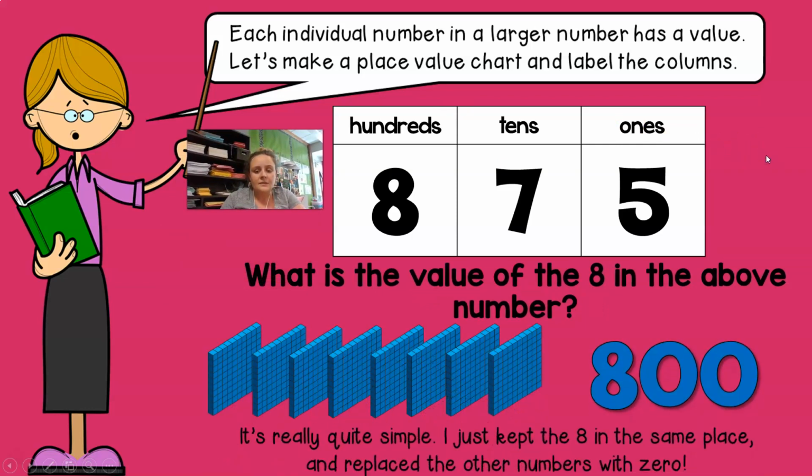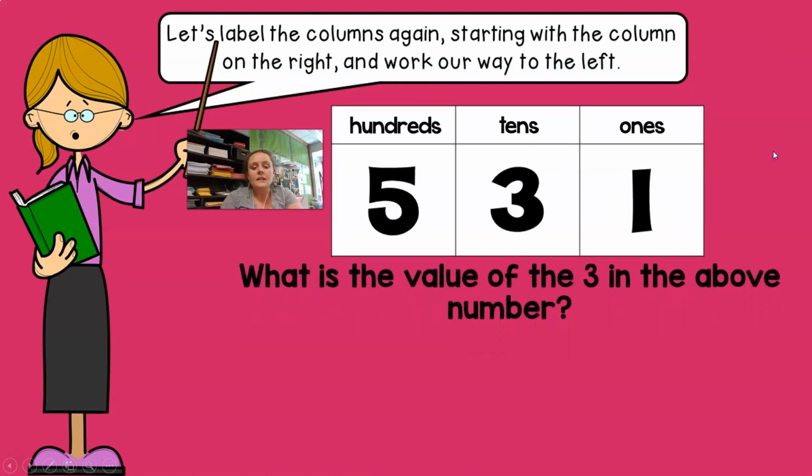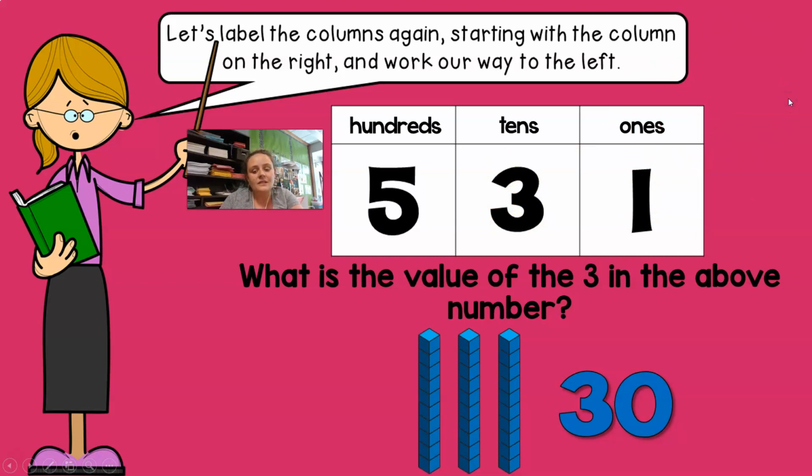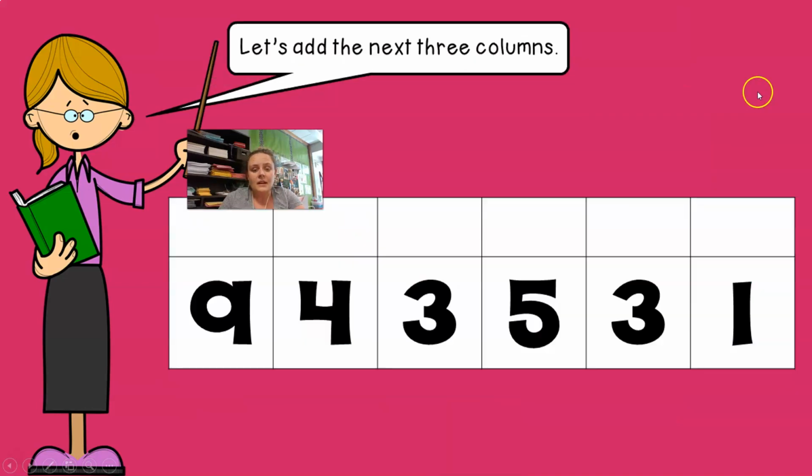Let's see. It's really quite simple. I just kept the 8 in the same place and replaced the other numbers with zeros. Let's take a look. We've got the ones, tens, and hundreds. What's the value of the 3 and the number above? Let me hear ya. Yes, we just kept that number 3, added a 0 there, so its value is 30. When determining values, I don't need to worry about any numbers to the left of the number. I don't need to worry about this number, just the numbers that come to the right.